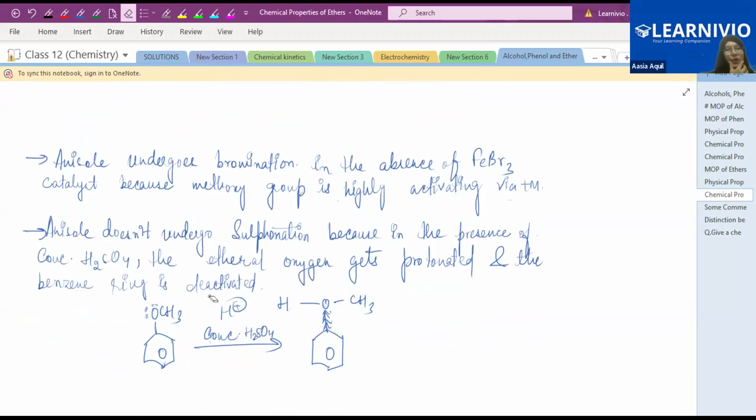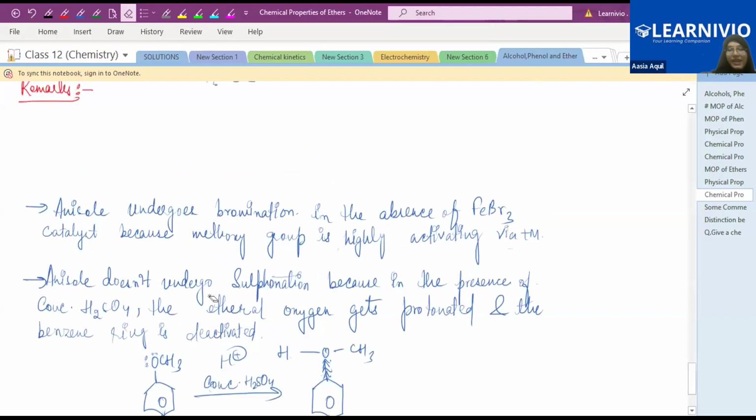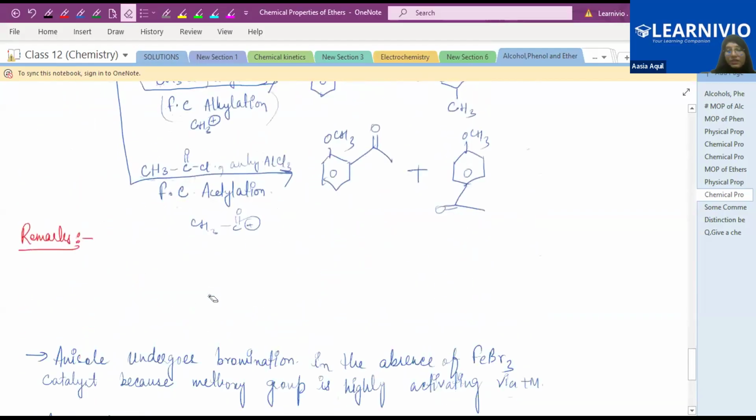Okay, so I have checked your homework as well as your answer sheet of the test. And I analyzed that when I ask for the mechanism, you just write the mechanism point wise. You don't give the proper reaction. Please write the proper reaction. No need to write points.